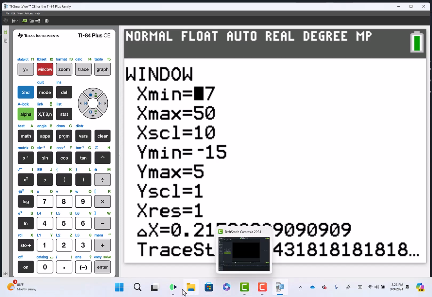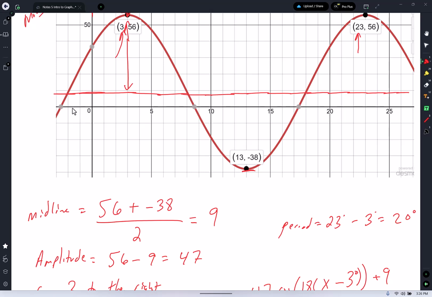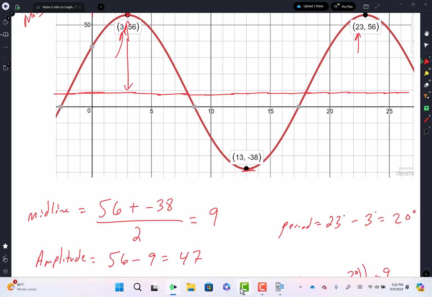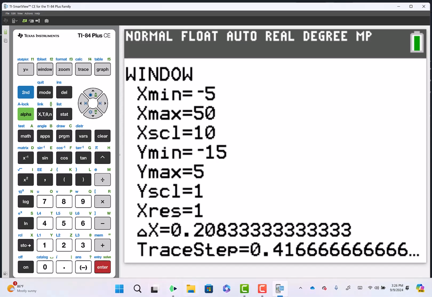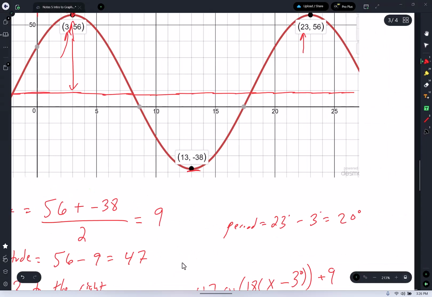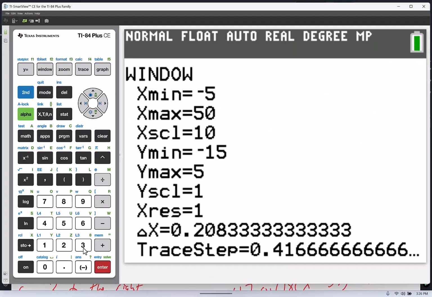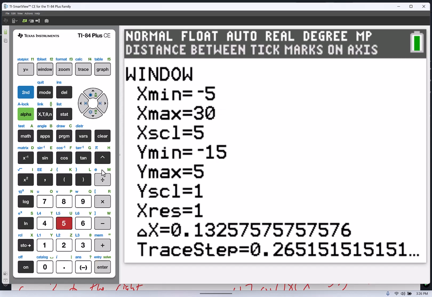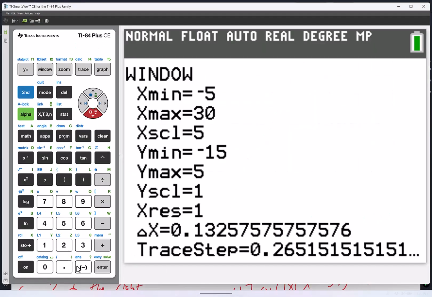So now let's see. I'm going to go from, let's see. This is 5, 1, 2, 3. Go to negative, make x min negative 5. X max, let's see, it goes all the way to 25, 26, 27. Make it 30. The X scale, maybe make it by 5. Y min, well, let's see, it goes all the way to negative 38. So maybe make it negative 40 or negative 45.